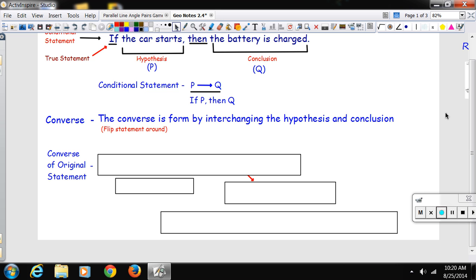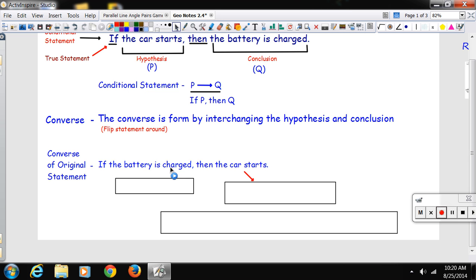So the converse would be if I flipped the statement around. So here's what the converse would be. If the battery is charged, then the car starts. So you can see how the conclusion now became the hypothesis. Hypothesis became the conclusion. You just turned it around. So basically the letters would be Q to P instead of P to Q. So if I said find me a Q to P statement, that means I'm asking you to find me a converse of a statement.